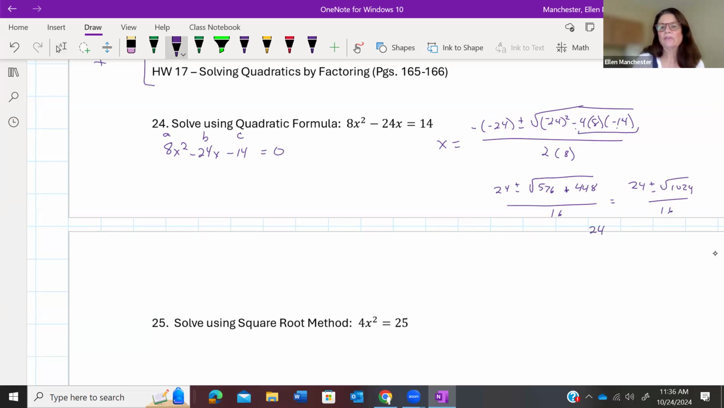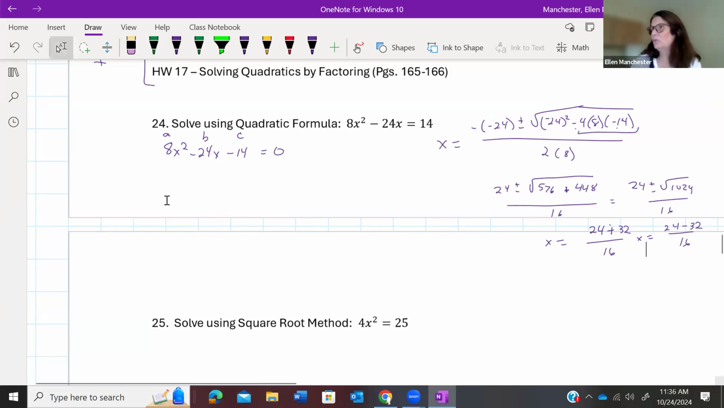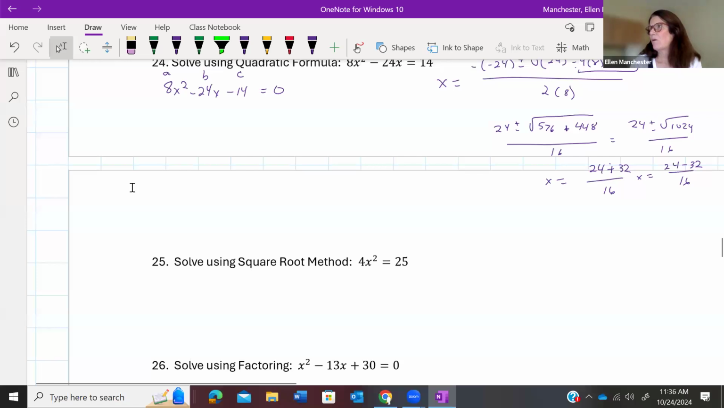So again, you're going to have 2 answers, 24 plus 32 over 16 and 24 minus 32 over 16. So make sure you have 2 answers. And on your test, I want you to show everything. Show that whole thing. Show what you plugged in, what the answers were as you went. Square root of 1024. On your calculator, right above the x squared button, you're going to do shift, hit that, and then 1024, and then enter. And does it give it to you, or does it keep it in quadratic format? Okay, all right.